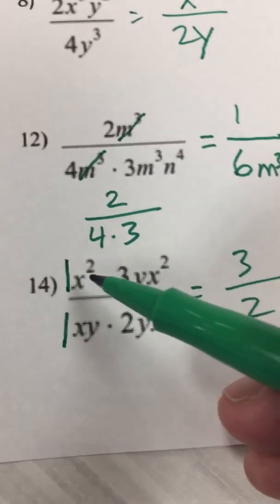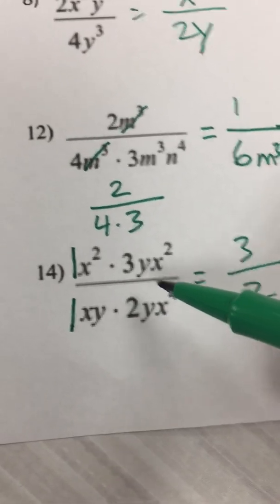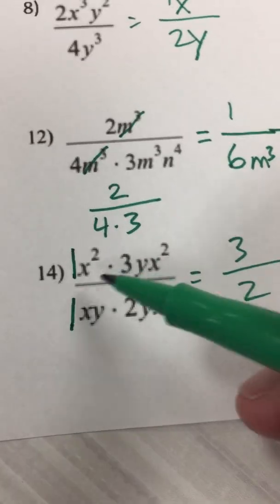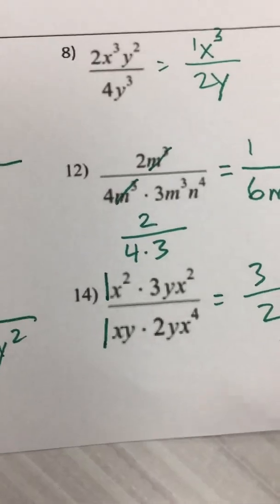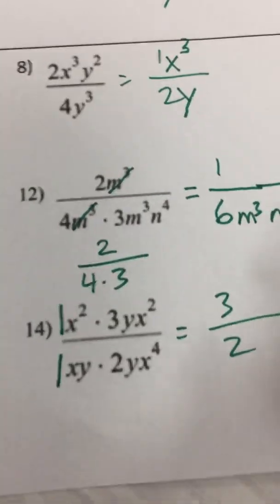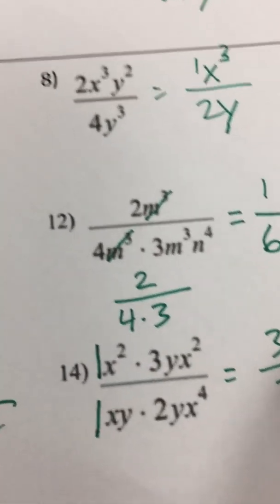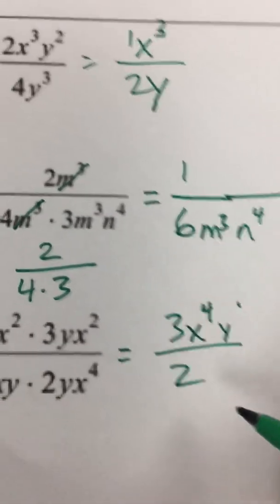Now I have x's on top and more x's on top and x's on bottom and y's on bottom. So what you might want to do is go ahead and multiply all the x's together and y's together on top and multiply everything together on bottom and then do one final division. So x squared times x squared, I add them, and that's x to the 4th. And then I still have a single y on top. So x to the 4, y on top.